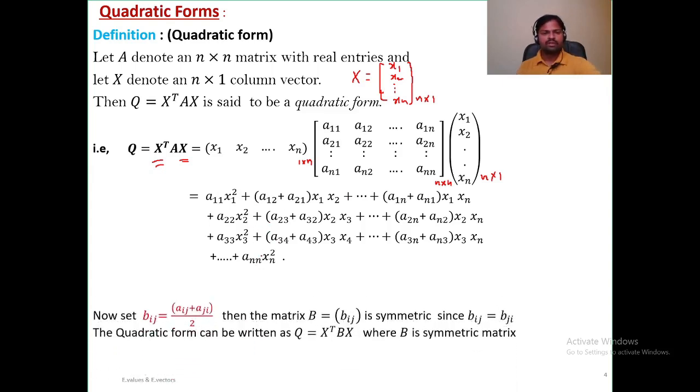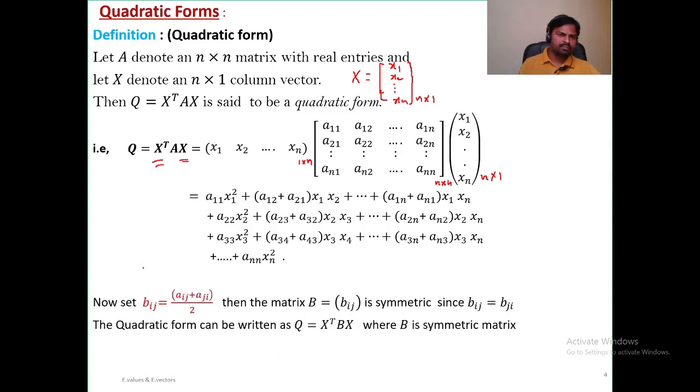Okay, let us do some modifications in that matrix A. Now I am defining new entries Bij. How am I defining them? Bij is Aij plus Aji, by 2. For example, if i is equal to 1 and j is equal to 2, then what does it become? A12 plus A21 by 2. And this should be B12. So B12 is defined like this: A12 plus A21 by 2.